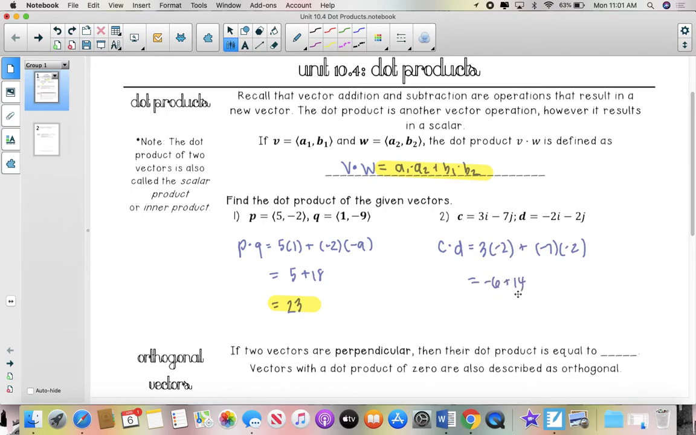Negative 6 plus 14, and that gives you 8. Okay? So if you notice, it's a numerical answer, so really not that bad.